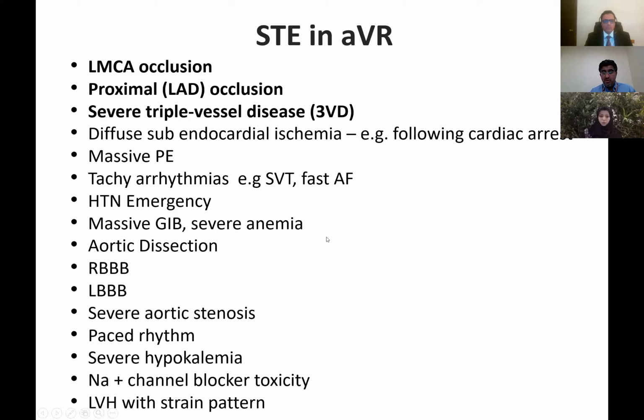Also some correctable causes like anemia or fluid loss, severe anemia or any GI loss, could cause some ST segment elevation. So I think the message here is, before activating the Cath lab, before convincing the cardiologist to take the patient to the Cath lab, make sure this is something cardiac. Before taking a massive PE to the Cath lab, they will die in the CCU. With that, I conclude my lecture.